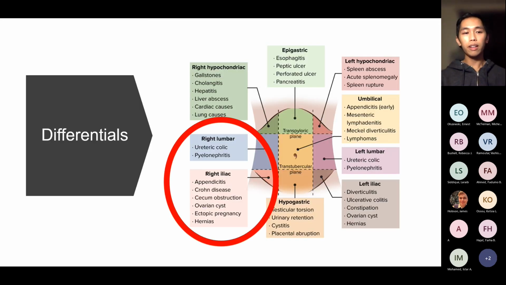So in terms of the differentials, we can split the abdomen up into nine different areas. So known as the right hypochondriac and left hypochondriac, epigastric, the right and left lumbar or the right and left flank, the umbilical area, the right and left iliac fossas, and the hypogastric area. Now, given the location of her pain, we're thinking of conditions on this side of the abdomen. So possibly a urinary cause, a gynecology cause, or a GI cause of her pain.